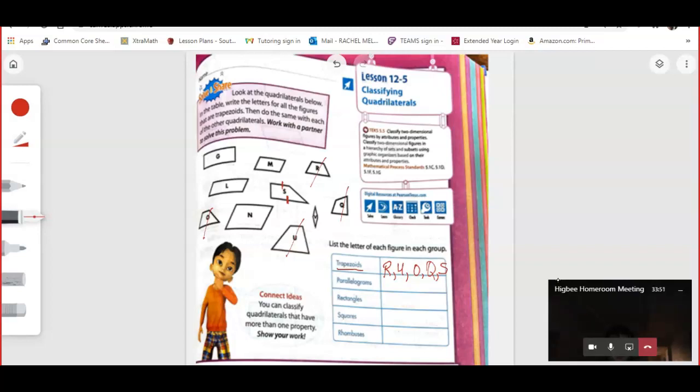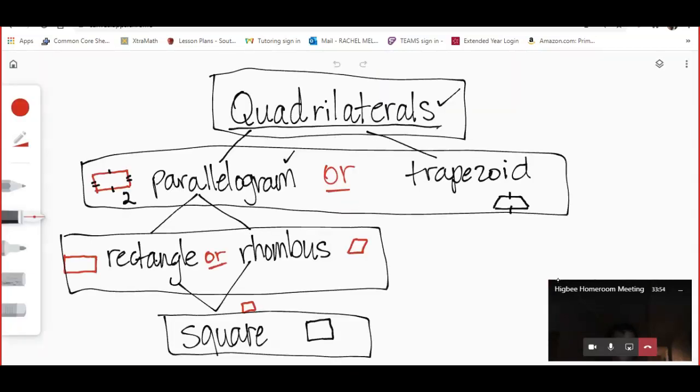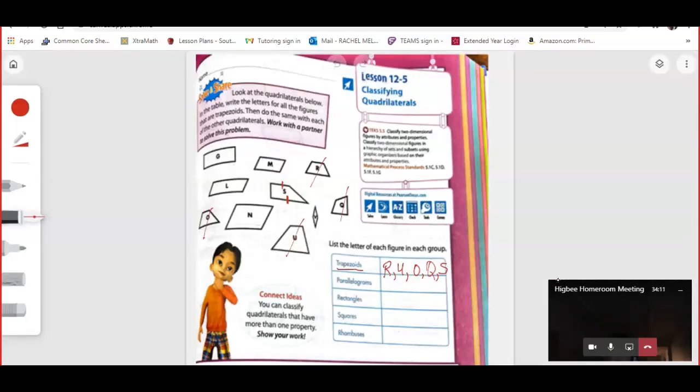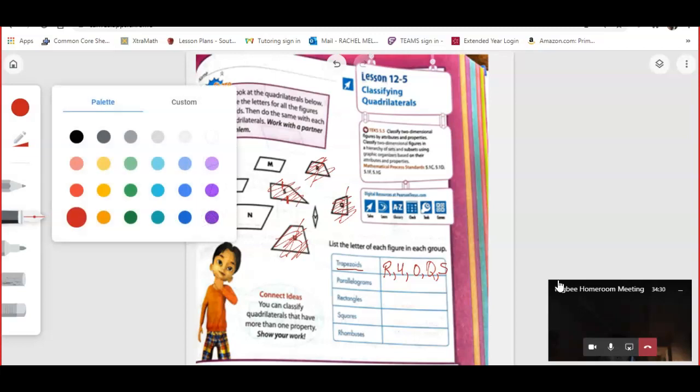Now, I do want to go back to our tree diagram that we've been talking about. Remember that we said if it's a parallelogram, it's not a trapezoid, and if it's a trapezoid, it's not a parallelogram, right? So if it's a trapezoid, it can't be any of these other things. I'm going to cross all of these off because if it's a trapezoid, it's none of those other shapes. So now let's look for parallelograms.